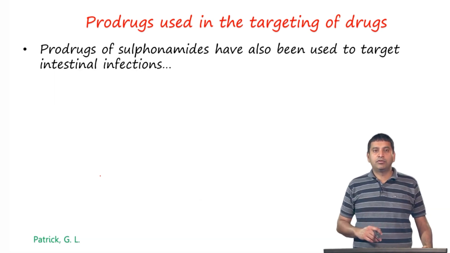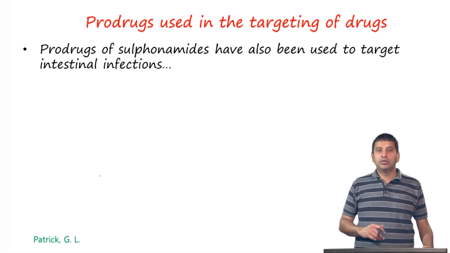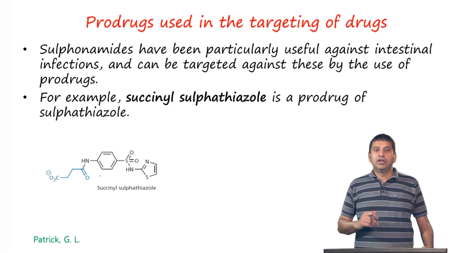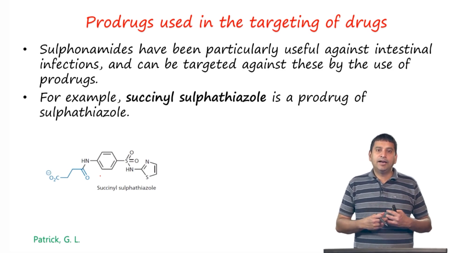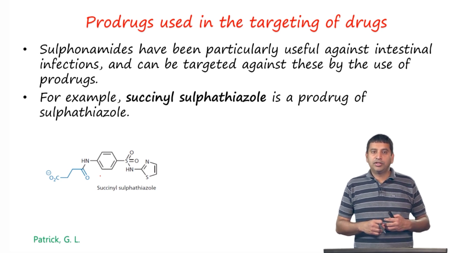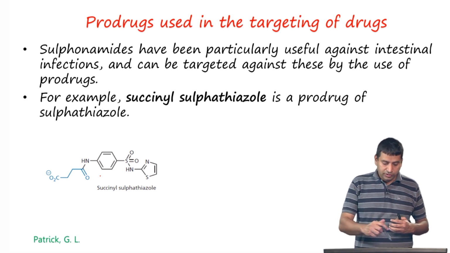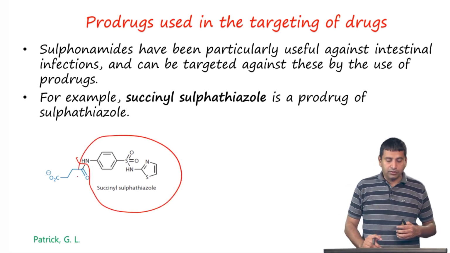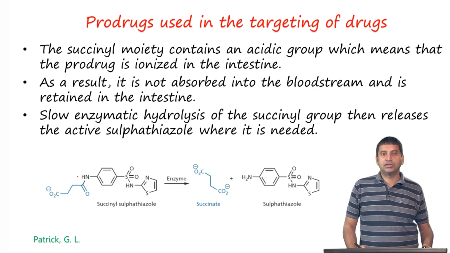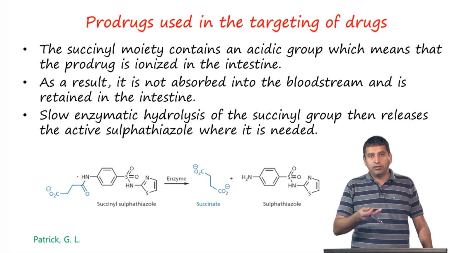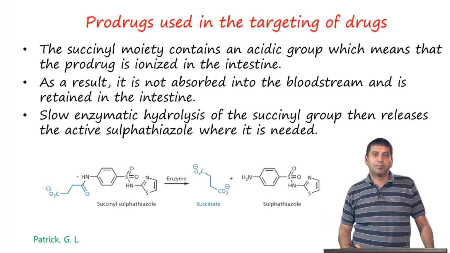There are also examples of prodrugs of sulfonamides which have been used to target intestinal infections. Here, intestinal infections are associated with bacteria, and these sulfonamides can be used as their succinyl esters. Okay. So, here is the structure of the active drug, which is a thiazole, and you can convert it to a succinyl ester, and once the succinyl ester is cleaved in the intestine, then the sulfonamide is produced only in the intestine area. Okay.